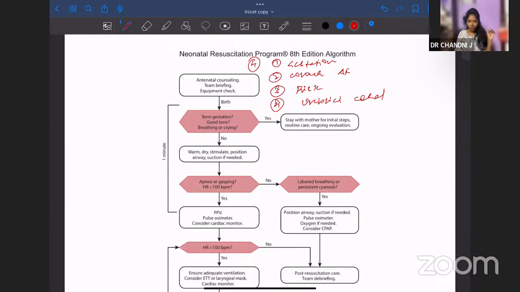If the answer is no for any one of these, then you start your resuscitation initial steps. So what are the initial steps you do? Warm, dry, stimulate, suction. Warm the baby, dry the baby, stimulate the baby, give suction. Now you see the baby is not crying even after that. Now what to do? You will start giving positive pressure ventilation. Clear? You will start giving positive pressure ventilation.